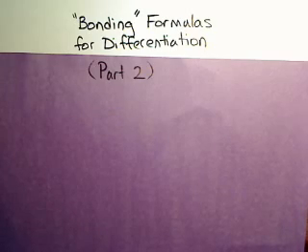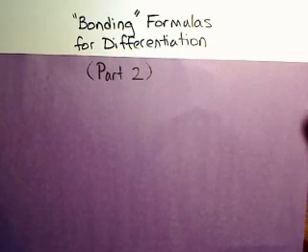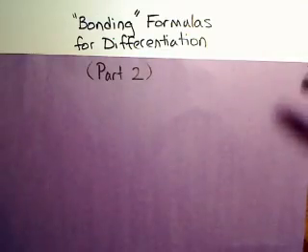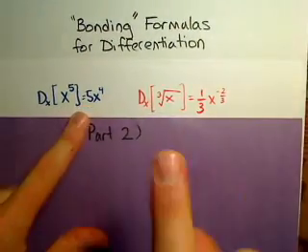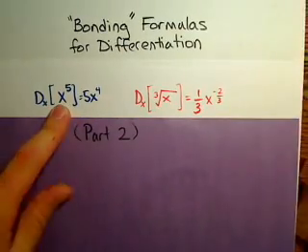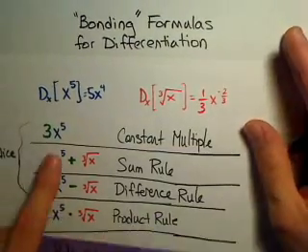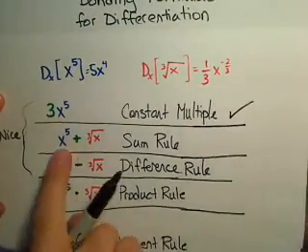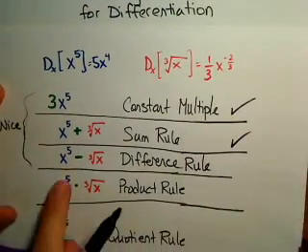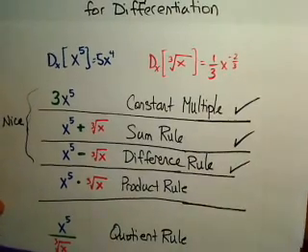Now we're continuing our discussion of these bonding formulas for differentiation. I call them bonding formulas. I think of the small pieces as sort of like atoms in a molecule that are bonded together, but there's various kinds of bonds. The constant multiple is not really a bond, but we talked about that last time. You could add them together. That's one way of doing it. You could subtract them, and those are all the nice ones.